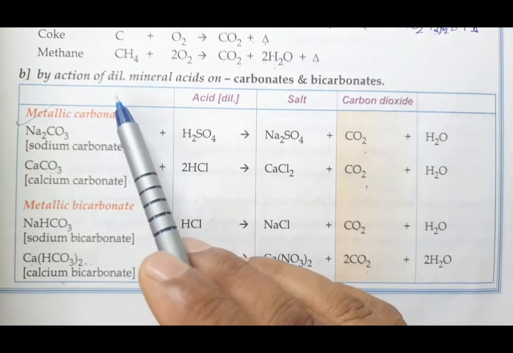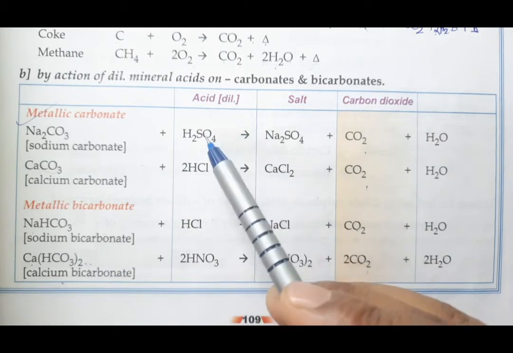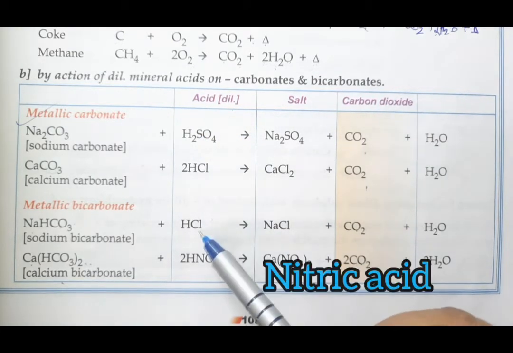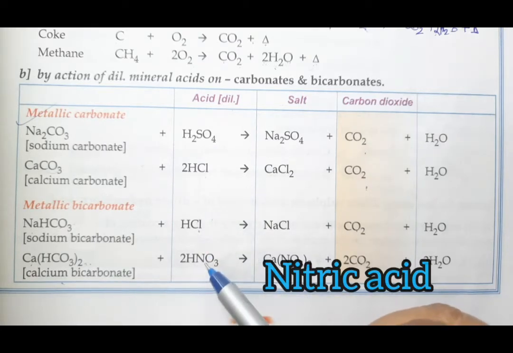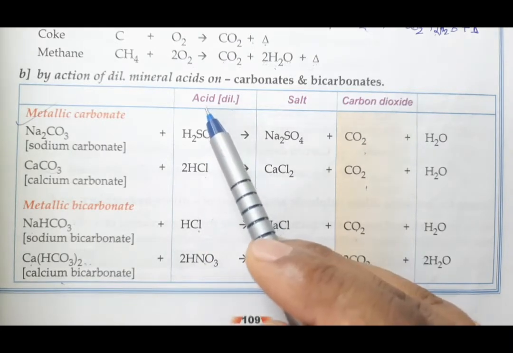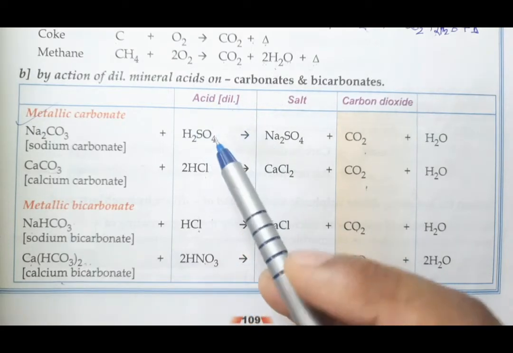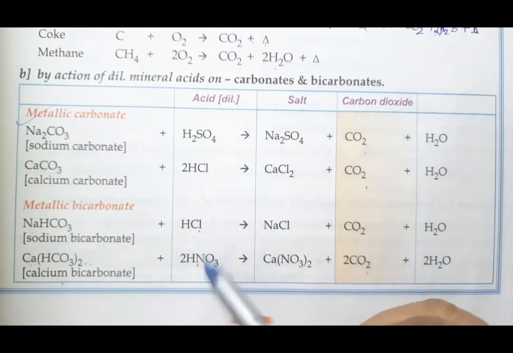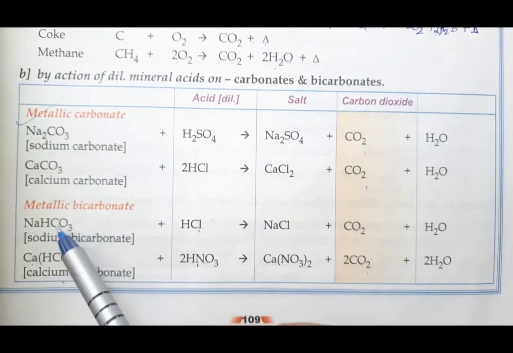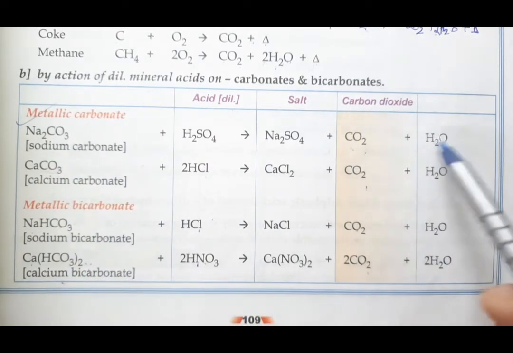Now to react with dilute mineral acids, like sulfuric acid, the formula is this. This is called hydrochloric acid, HCl, and this is called nitric acid. So always remember one of the unique properties of an acid: whenever acids react with carbonate or bicarbonate, you always get carbon dioxide and water vapor.